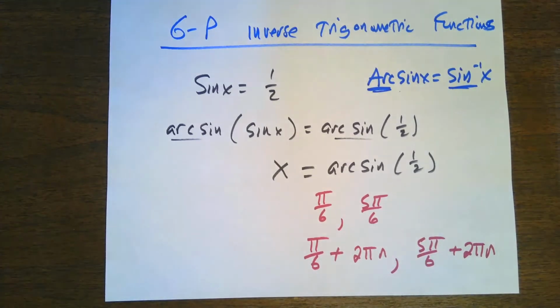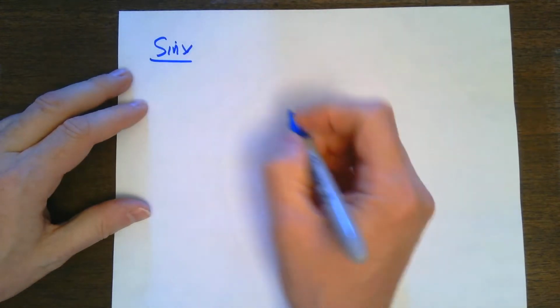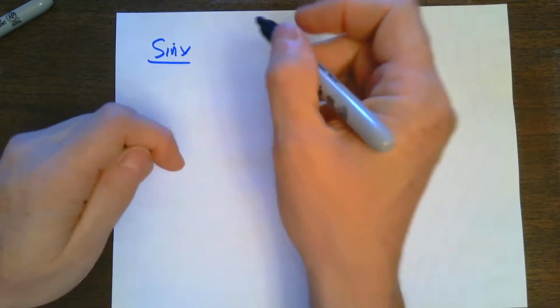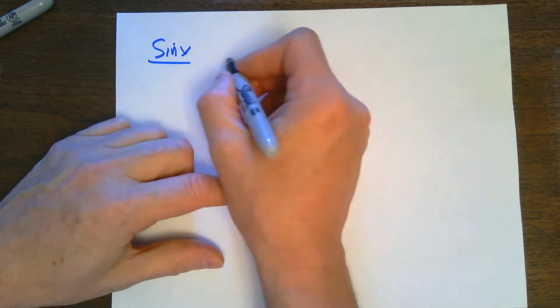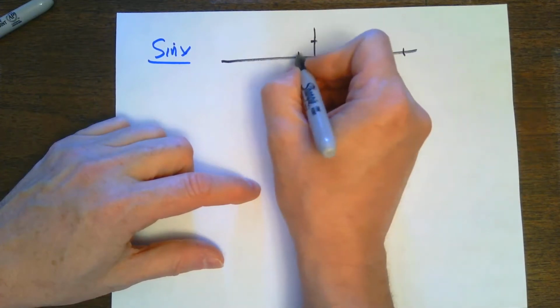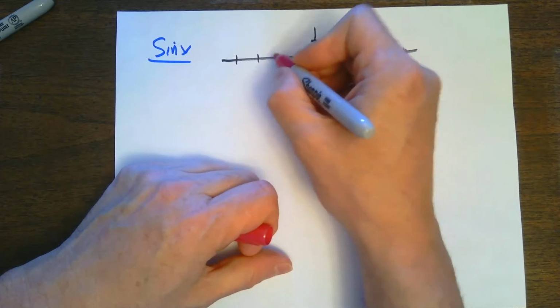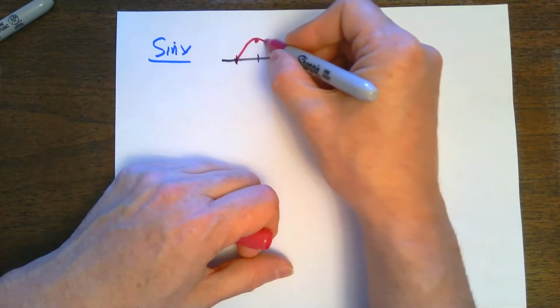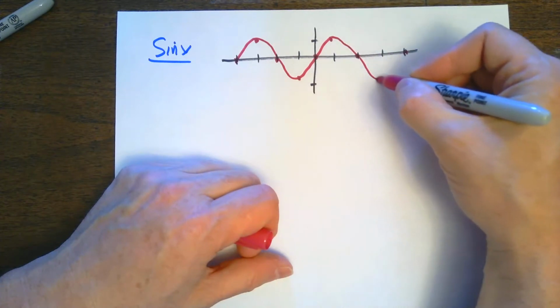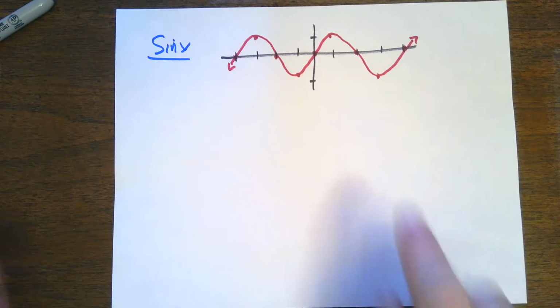All right, let's take a closer look at the inverse trig functions. So here's how we're going to do this. First, I'm going to look at the sine of x. Now, a graph of the sine of x, and I'm going to graph it from negative 2 pi to positive 2 pi. And sine looks like that. So that's what sine looks like.